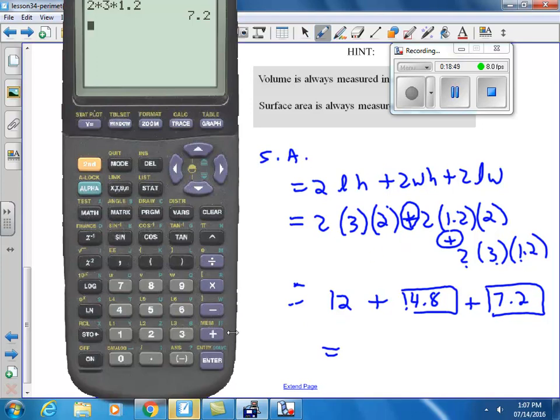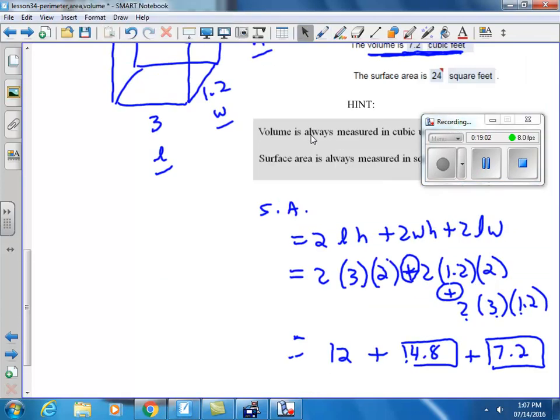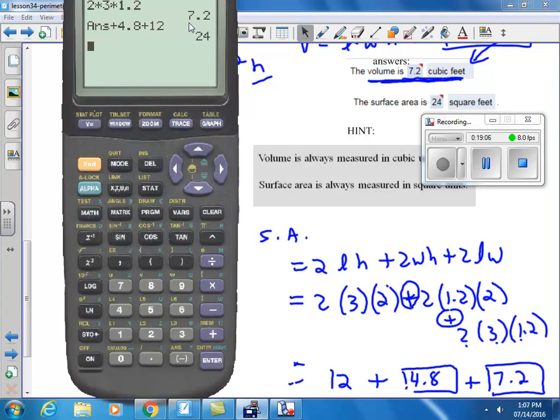And now we can add that all together. So 7.2 plus 4.8 plus 12. And voila. We got 24, and I have the answer snipped here. Surface area is 24 square feet. Notice the units, square footage for area, cubic footage for volume.